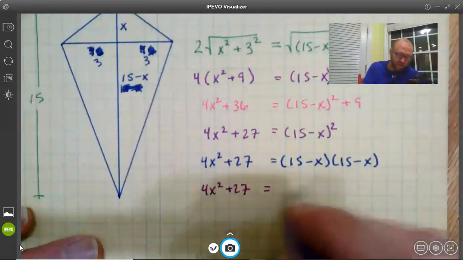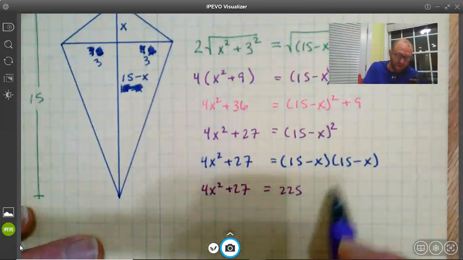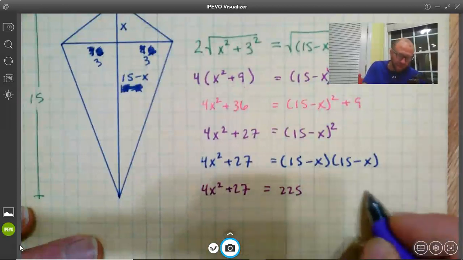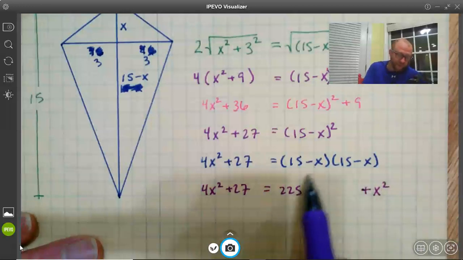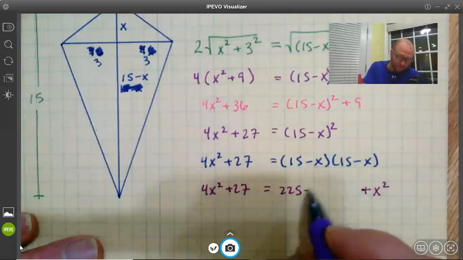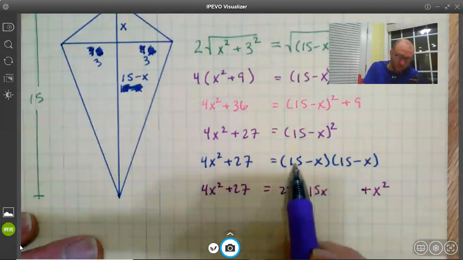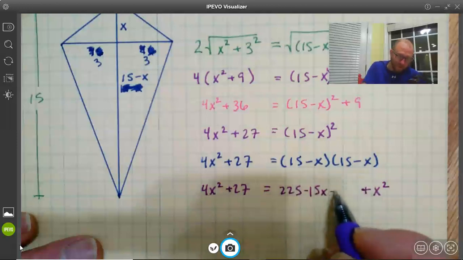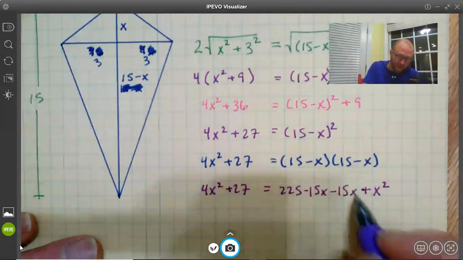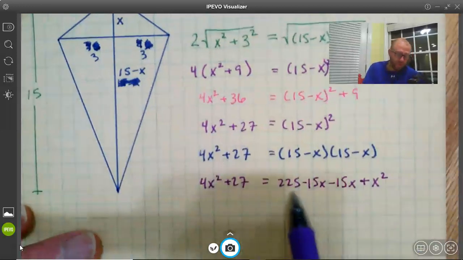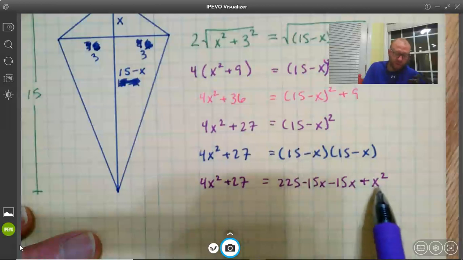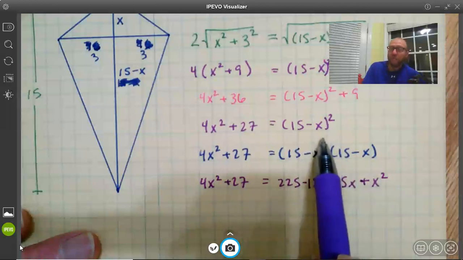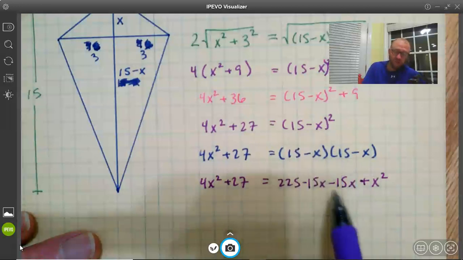Over here, I have 15 times 15, that's 225. And then I've got negative x times negative x, and so that's going to be positive x squared. And then I'm going to have 15 times negative x, minus 15x. And then another 15 times negative x, so another negative 15x. So when you multiply this out, I get the one number squared, 225. I get the x squared, and then I get the two parts multiplied by each other, x times 15, but I get two of those.